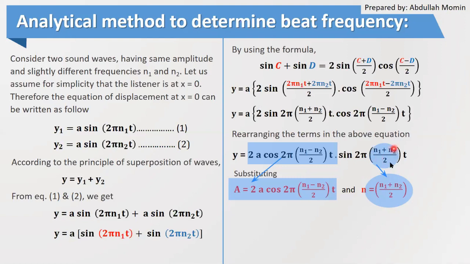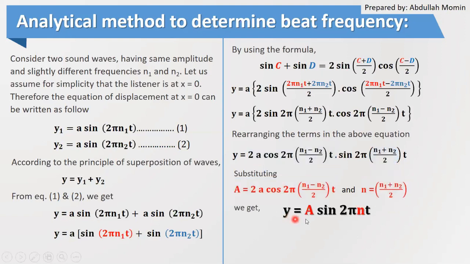So instead of (n1 + n2)/2, we are going to put n, and instead of 2a cos 2π((n1 - n2)/2)t, we are going to put A. So what are we getting now? Finally we will get the equation y = A sin 2πnt.